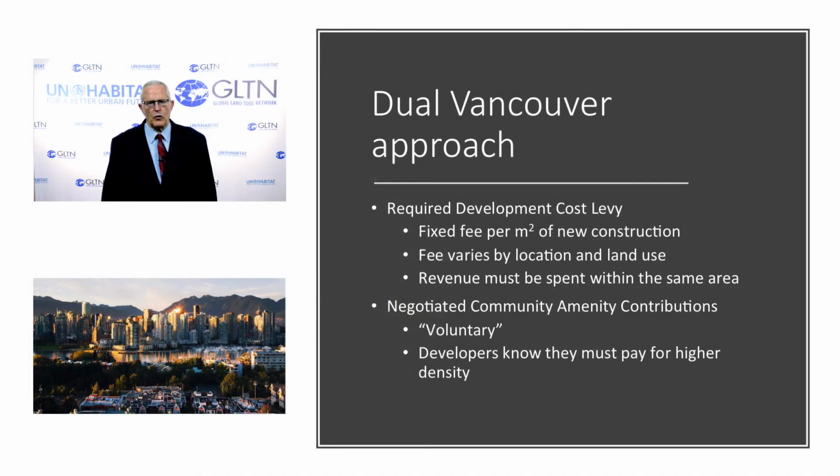Okay? So Vancouver has adopted a dual approach. The first is that there is a required developer charge, a fixed fee per square meter of new construction. The fee varies by location and land use. The revenue has to be spent within that same area. But then there's a second voluntary component, which is known as the negotiated community amenity contribution.